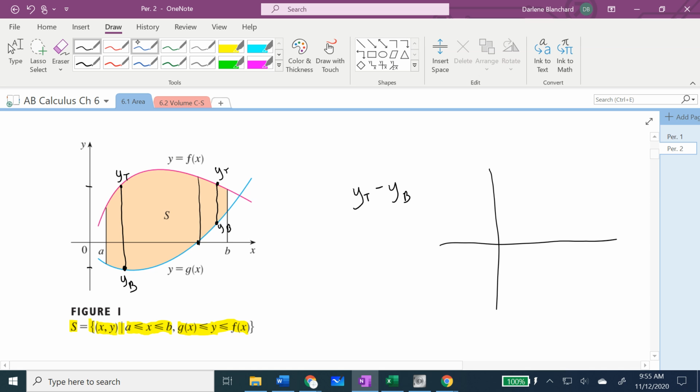So just to make sure that you're clear on that, let's say this creates the top curve and this is creating the bottom curve. If I integrate y top, I'm getting this negative area. But then when I subtract y bottom, I'm adding this, because I'm subtracting the negative number and ultimately getting this as a positive number. So always top minus bottom.